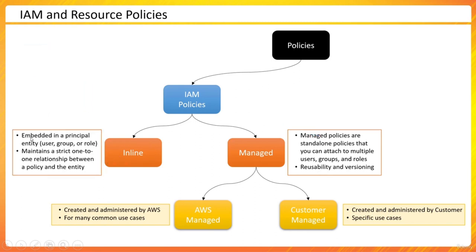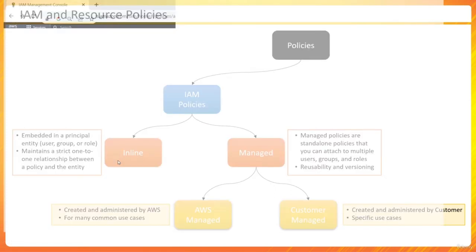So let me explain the theoretical detail of it. This one is considered embedded in the principal. It is within that principal. It maintains a strict one-to-one relationship between a policy and the entity. It cannot be reused. It stays with that entity. If you delete that entity, it would delete the policy also. But in the case of a managed policy, they are created separately. Even if I delete the user, the policy would still stay and I can reuse it, but not with inline. So these are for very, very specific use cases.